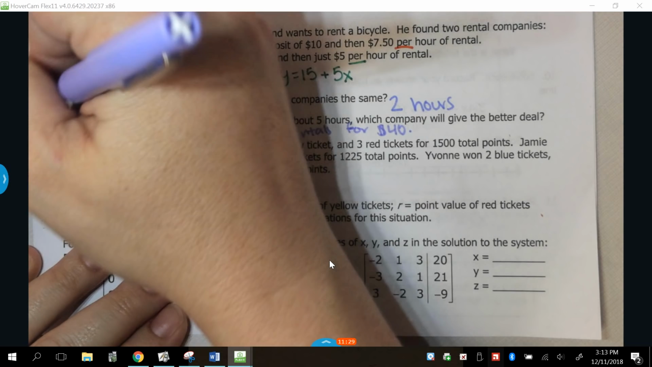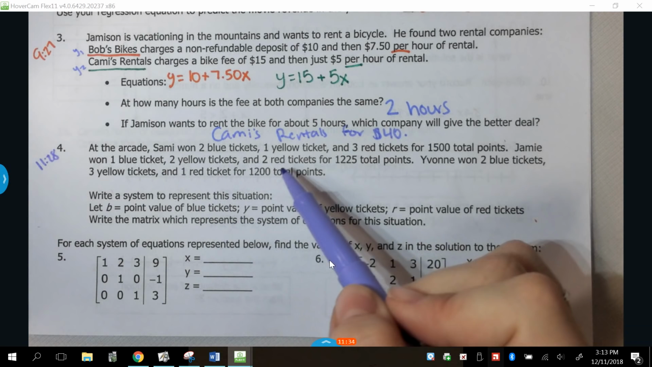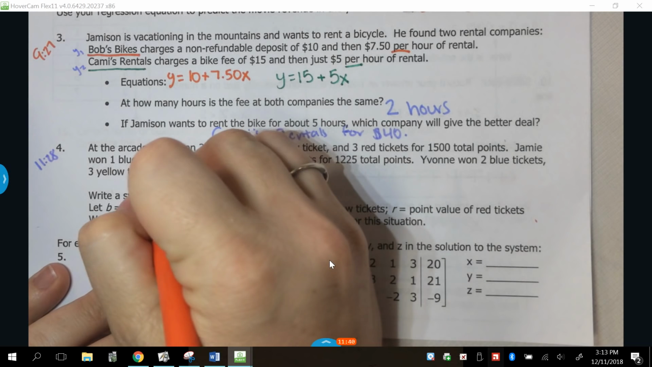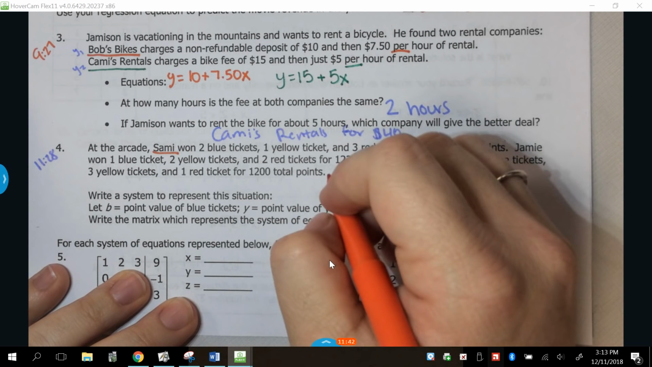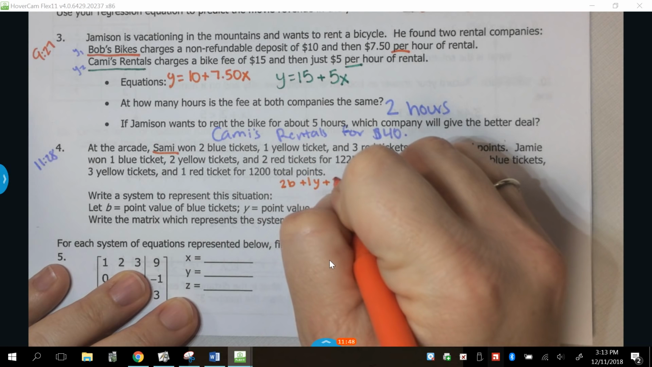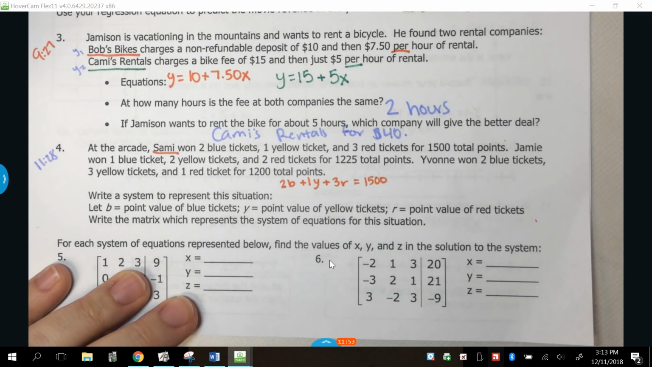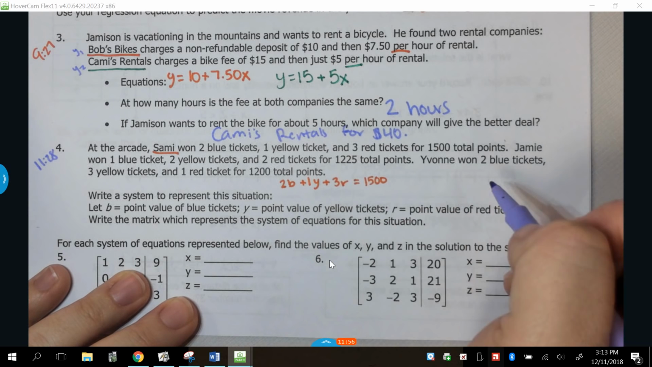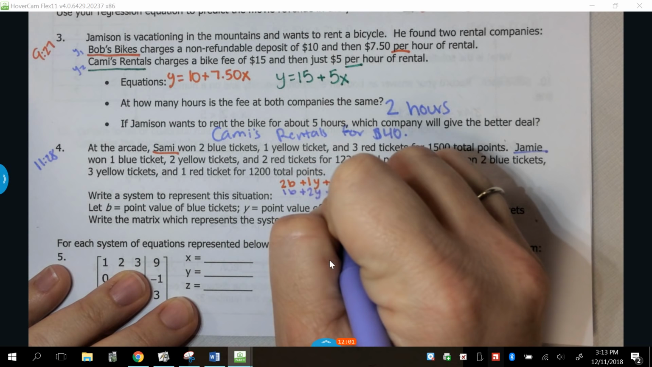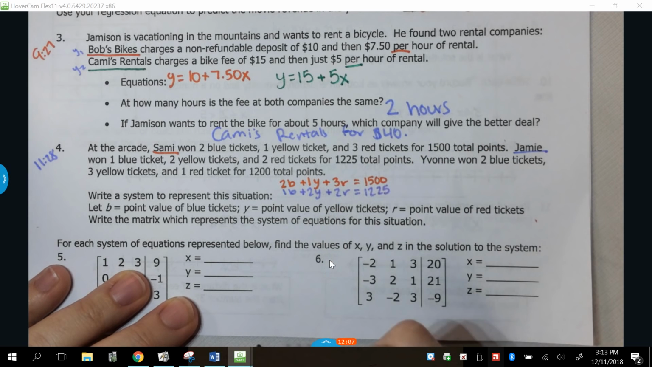Number 4. Okay. At the arcade, Sammy won 2 blue tickets, 1 yellow ticket, and 3 red tickets for 1,500 points total. Okay, so Sammy won. So I'm going to write the system of equations. 2 blue tickets plus 1 yellow ticket plus 3 red tickets and got 1,500 total points. Okay. Jamie won 1 blue ticket plus 2 yellow tickets plus 2 red tickets for 1,225 points.